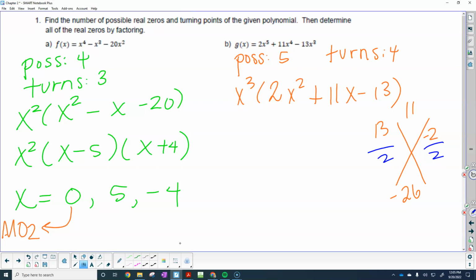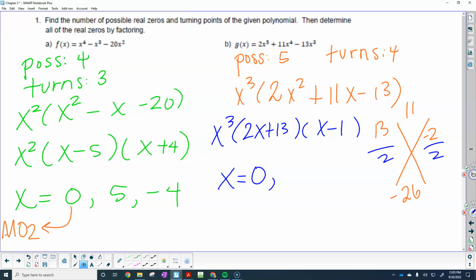All right, so we have 3 factors. Remember, you have that x to the 3rd. Then you're going to have 2x plus 13. And then remember, that's x minus 1. So those are your factors. Here's your zeros. X is going to equal 0. Negative 13 halves, leave it as an improper, it's fine. And then positive 1.